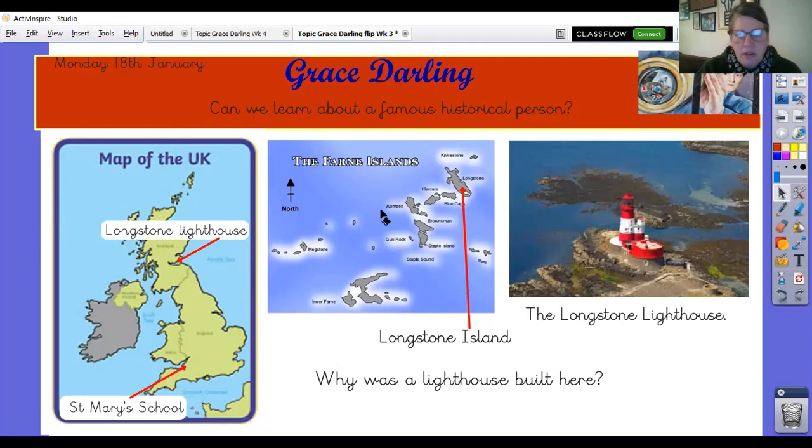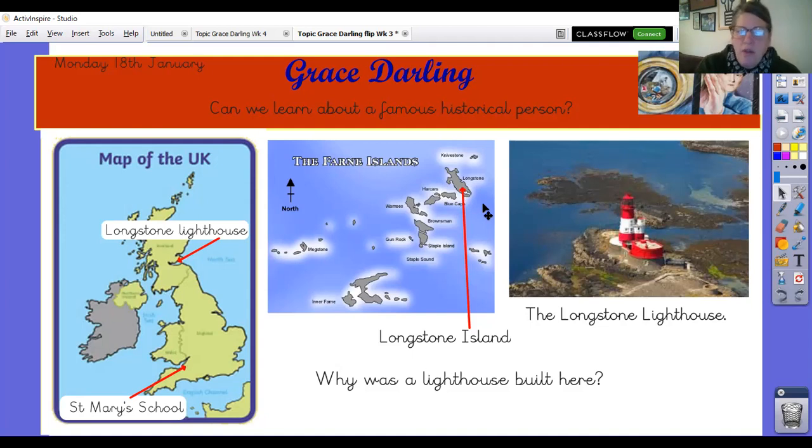And this picture here is what the Farne Islands look like. Lots of very small little islands, and some of them, like this bit here and here, would be too small. No one would be living on those, but they'd be huge rocks in the sea. And if we look up here, follow this red arrow to Longstone Island, this is the island where the Longstone Lighthouse was, where Grace lived.